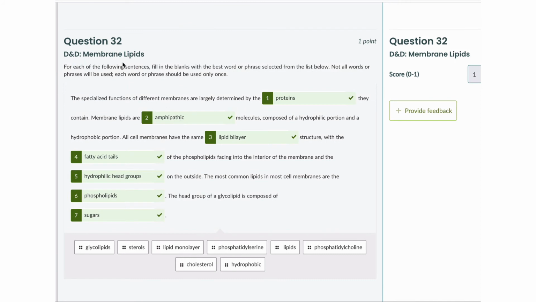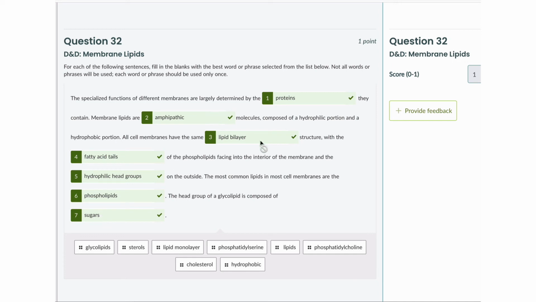Question 32, drag and drop membrane lipids. The special function of different membranes are largely determined by the proteins they contain. Membrane lipids are amphipathic molecules composed of hydrophilic portion and hydrophobic portion. All cell membranes have the same lipid bilayer structure, with fatty acid tails of the phospholipids facing into the interior of the membrane, and the hydrophilic heads are on the outside. The most common lipids in most cell membranes are phospholipids. The head group of a glycolipid is composed of sugars.